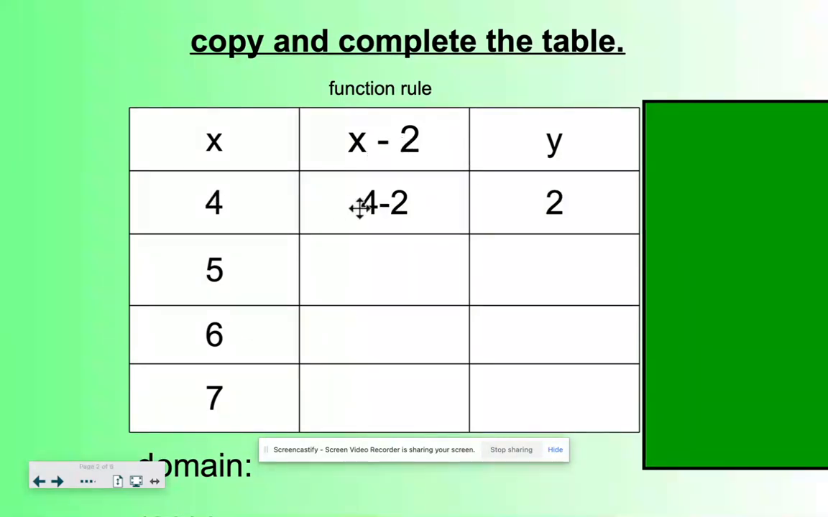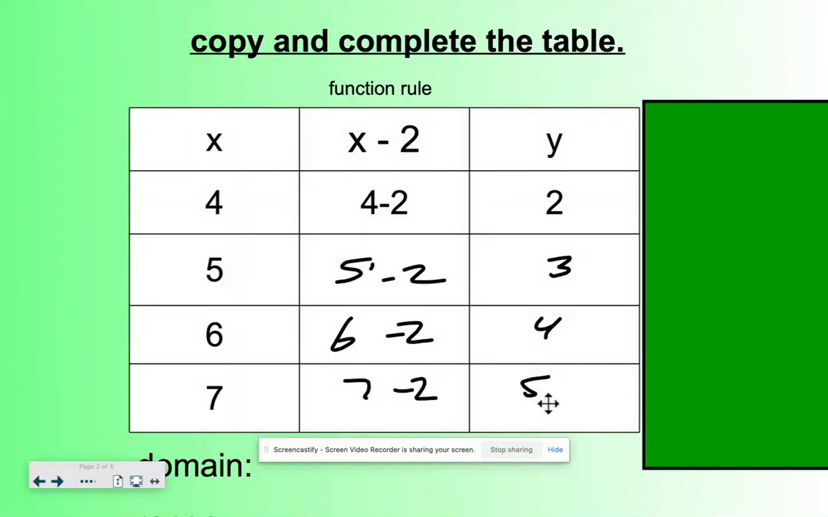If I plugged in a 4, 4 minus 2 is 2, there's my output. If I plug in a 5, 5 minus 2 is 3, so 3 is my output. If I plug in a 6, 6 minus 2 is 4, so 4 is my output. If I plug in a 7, 7 minus 2 is 5, that's my output. Notice for each one of these, I just replaced the x with whatever the input number was. So it's kind of like what we did with evaluating expressions. We're just doing it 4 times, once for each of these numbers.